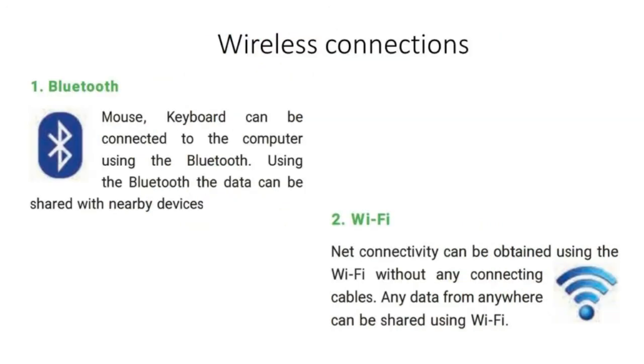Next, we are going to see the wireless connections. Bluetooth and Wi-Fi are used to connect to internet without using any connecting cables or devices. In that, first we are going to learn Bluetooth. Mouse, keyboard can be connected to the computer using the Bluetooth. Using the Bluetooth, the data can be shared with nearby devices. Next, Wi-Fi. Net connectivity can be obtained using the Wi-Fi without any connecting cables. Any data from anywhere can be shared using Wi-Fi.